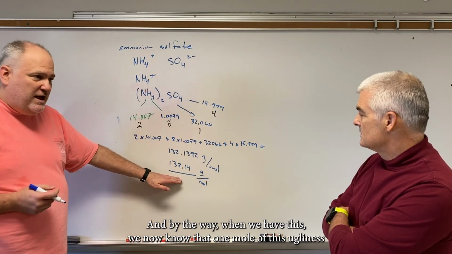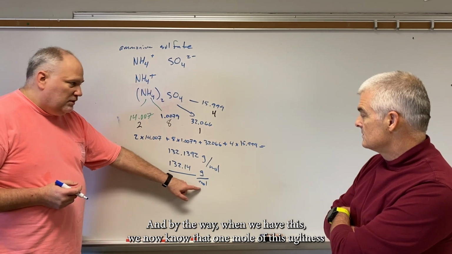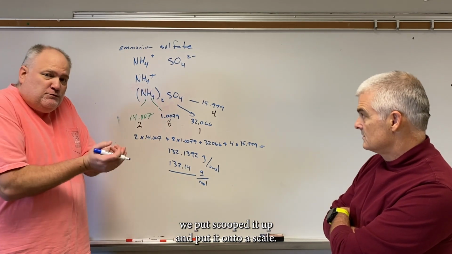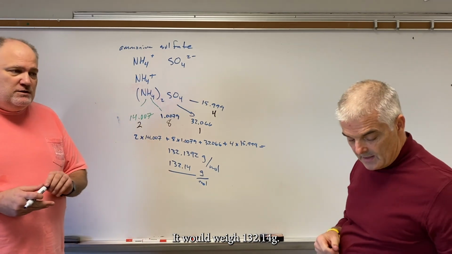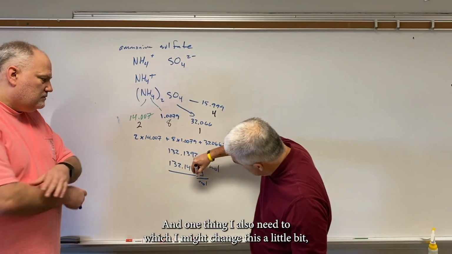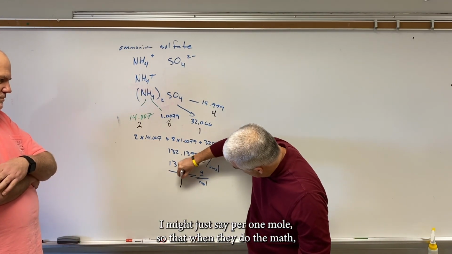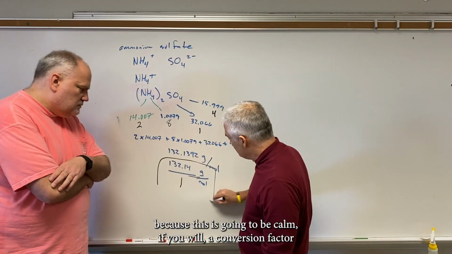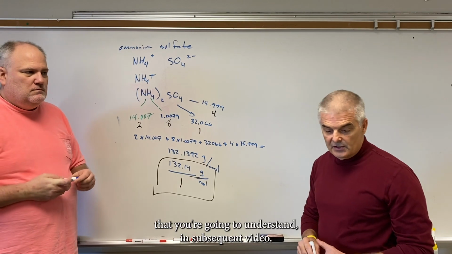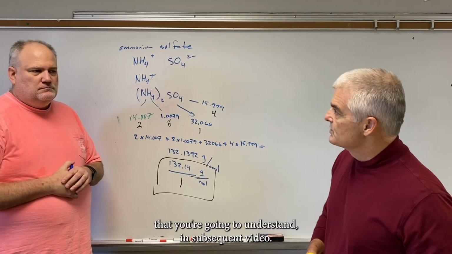And by the way, we now know that 1 mole of this ugliness, if we scooped it up and put it onto a scale, would weigh 132.14 grams. One thing I might change a little bit is to say per 1 mole, so that when they do the math, because this is going to become a conversion factor that you're going to understand in a subsequent video.